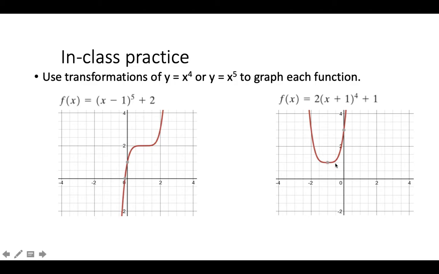Okay, let's check. So this is the final graph. The graph moved 1 unit up, then 1 unit to the left side. Then for this extra 2 we have adjusted the value.